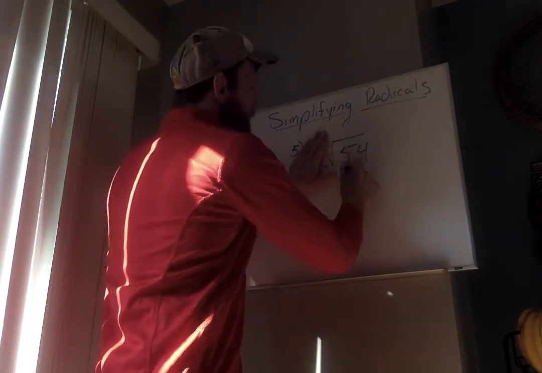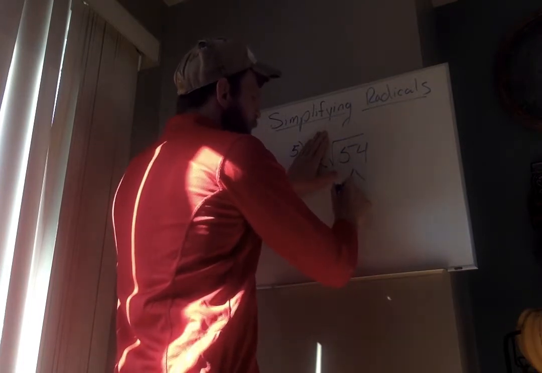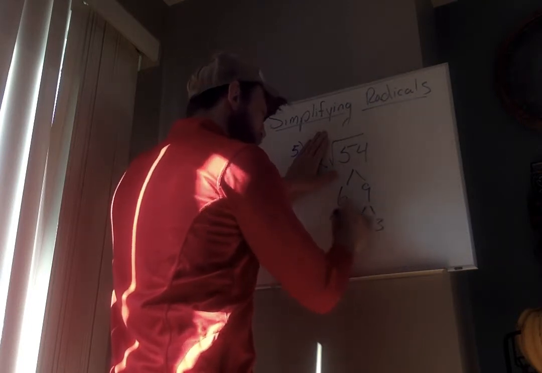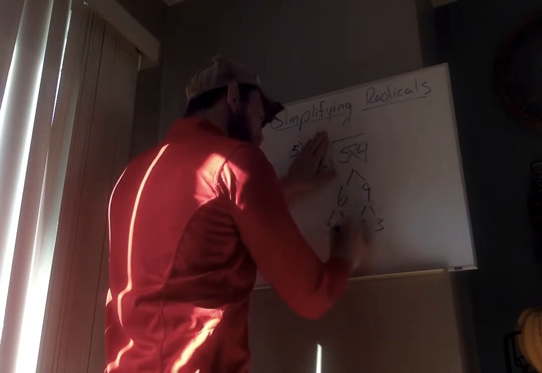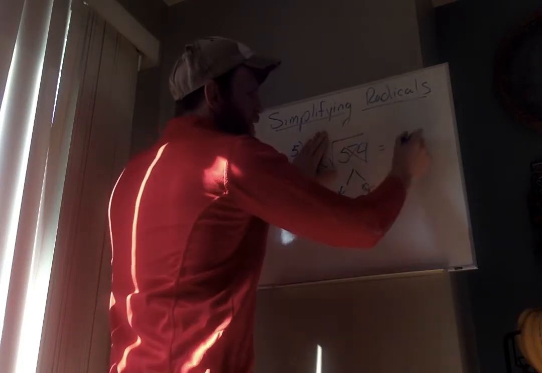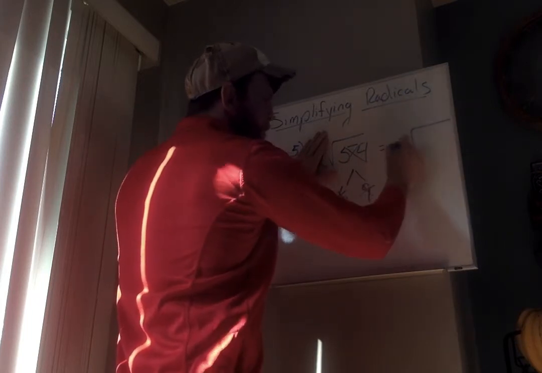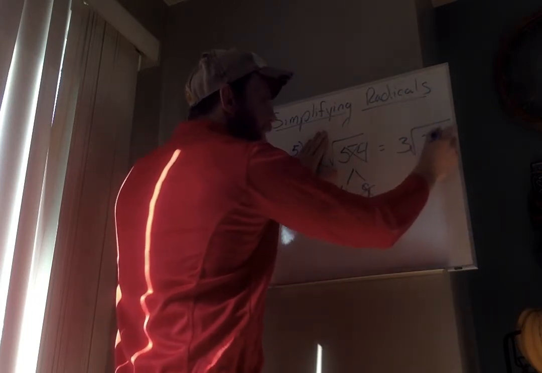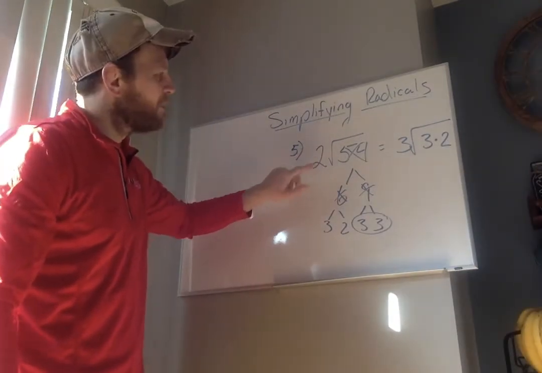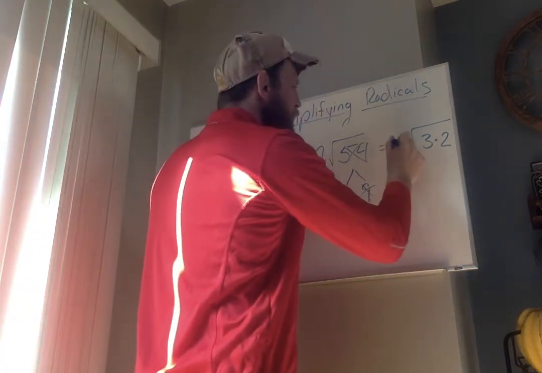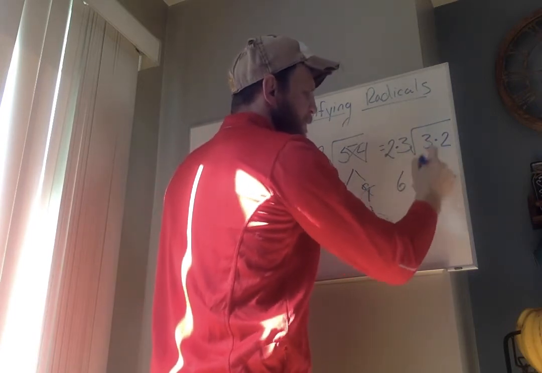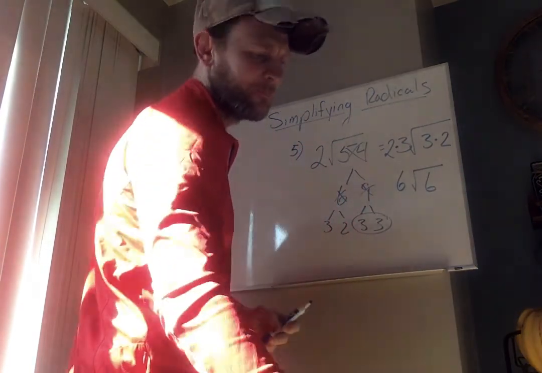So let's break down 54. 54 is what? 6 and 9. 9 is 3 and 3. 6 is 3 and 2. So I have a pair of 3's here. That's going to come outside. This, they're going to stay inside. But here's why I said it's going to be inside with inside, outside with outside. Because outside there was a 2. So that 2 comes into play now at the end. So now I have 2 times 3, that's 6. And 3 times 2, that's 6. My answer is 6 root 6.